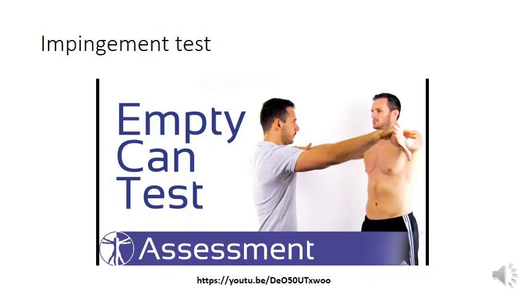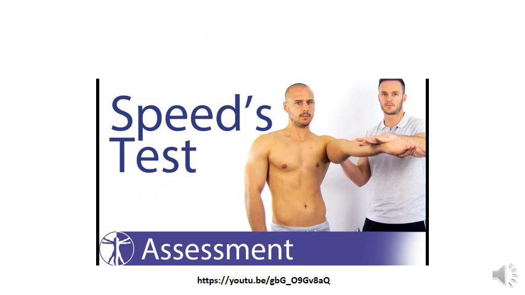The other test is the empty can test. The person is asked to abduct the arms in the scapular plane, and to move his hand against resistance with the arms internally rotated. Here you can see this is the empty can. This indicates if there is any impingement, like supraspinatus. And the Speed's test. Here the elbow is extended, and he is asked to lift the hand against resistance. This is to indicate if there is any rotator cuff injury.